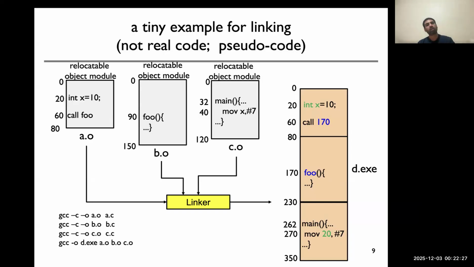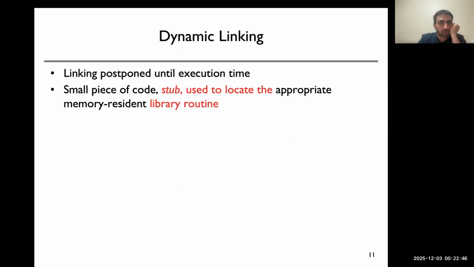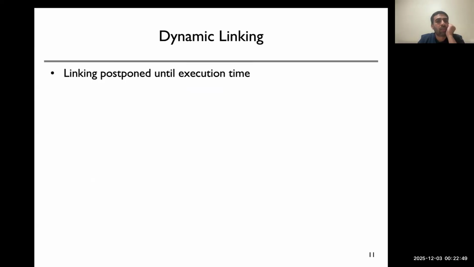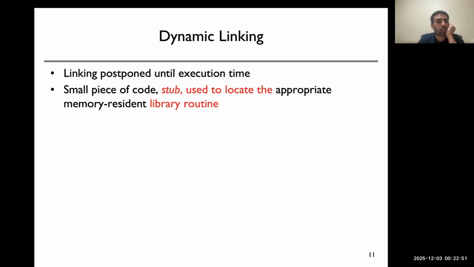So this is static linking. In comparison to static linking, you can do dynamic linking, where you resolve the addresses, or link the files, only when they are actually invoked, right? So the linking is postponed until execution time. We use a small piece of code, known as a stub, to locate the appropriate memory-resident library routines.